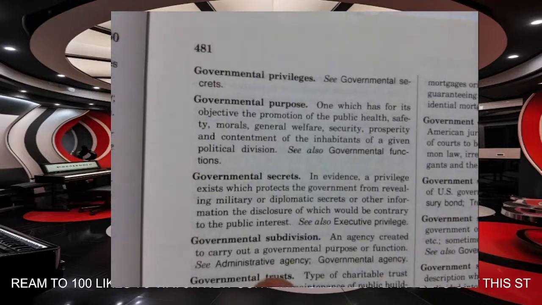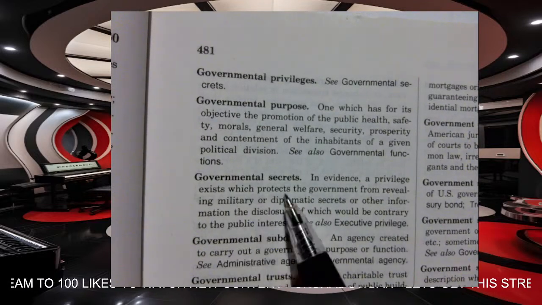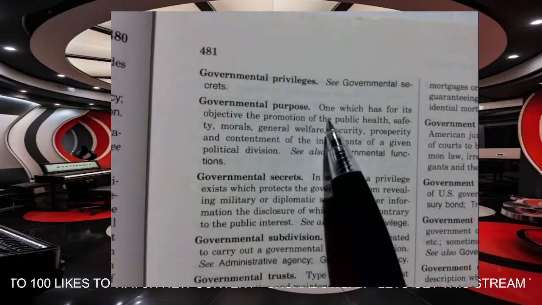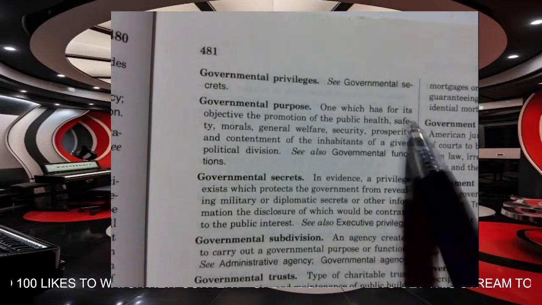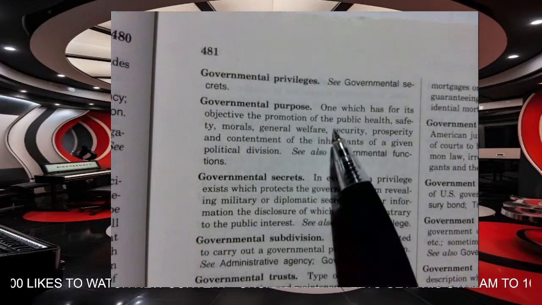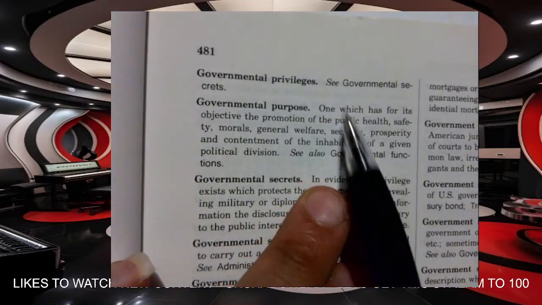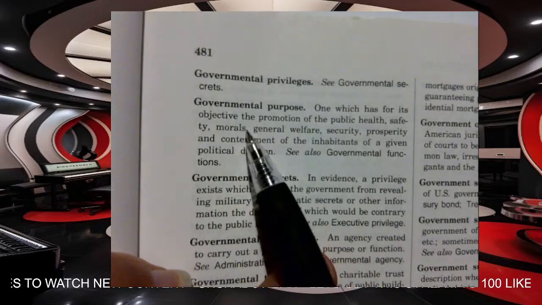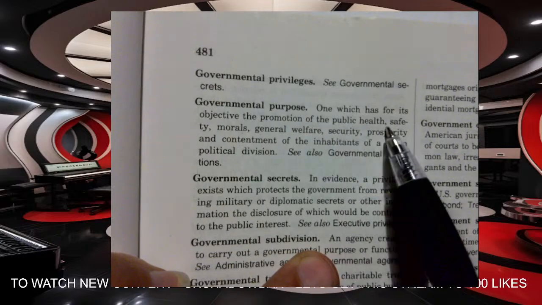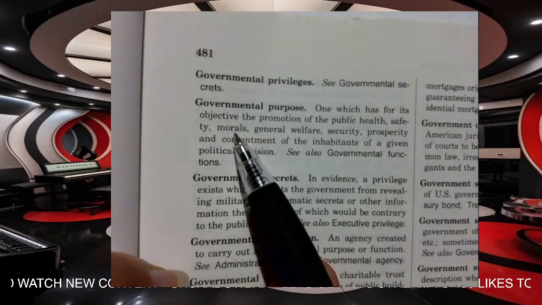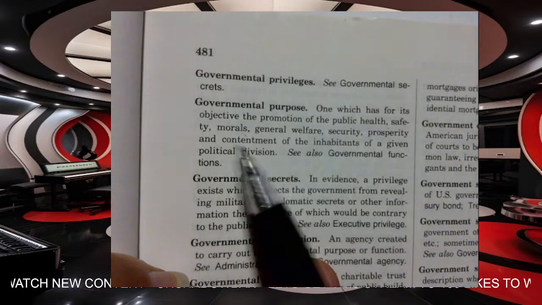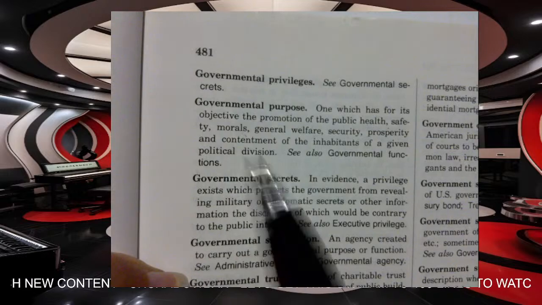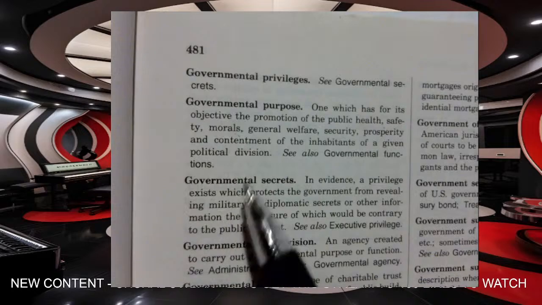Governmental purpose. An evidence privilege exists which protects the government from revealing military and diplomatic secrets, yada yada. Oh, that's the secrets. Wait a minute. Governmental purpose: one which has for its objective the promotion of the public health, safety, morals. Look, it says morals, general welfare, security, prosperity, and advancement of the inhabitants of a given political subdivision.